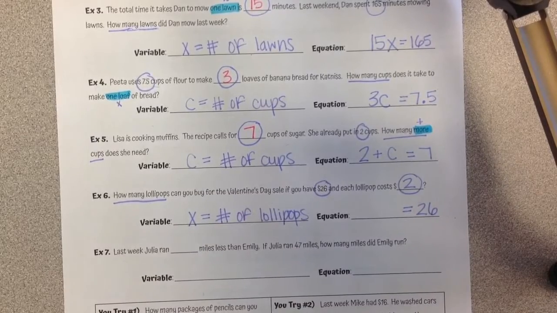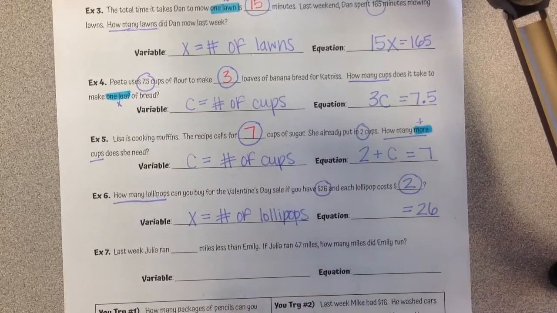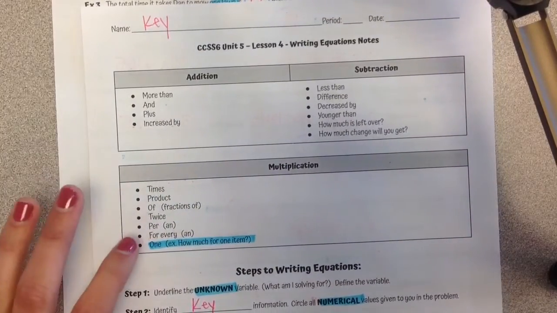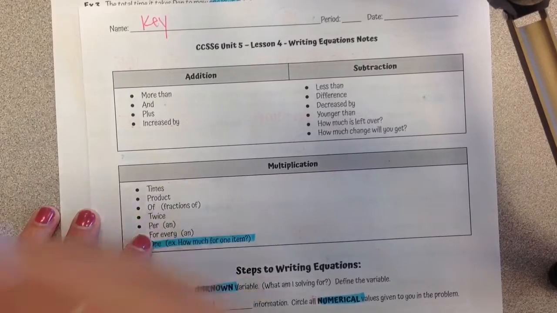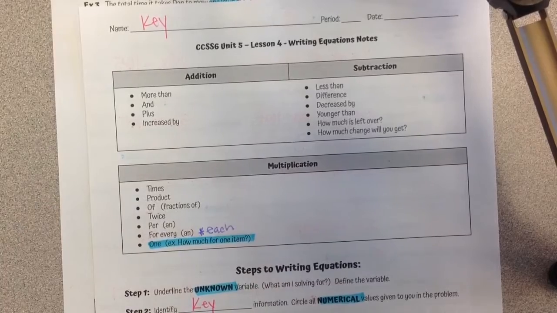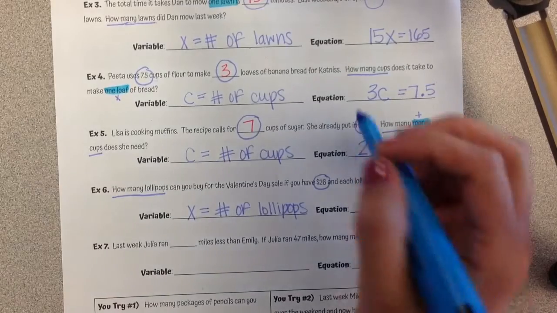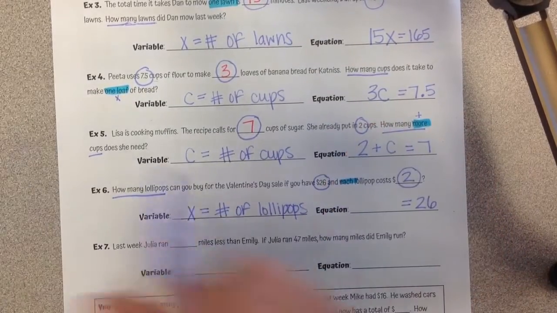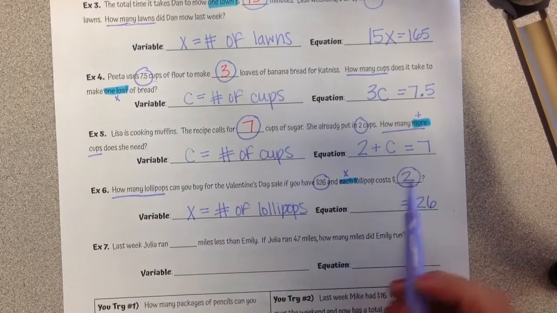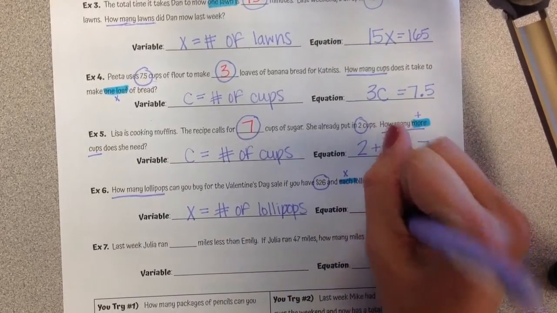Now I need to go back and find the operation. If I'm scanning on my chart, I don't see the word per or for every, but for every is kind of the same thing as each. So I'm going to add that word in there right next to it. So that means the same thing as per and for every. So that's the word I'm going to highlight, and that tells me that it means multiplication. So we're going to use the other number that we haven't used yet, which is 2, and multiply it by our unknown x, which is the number of lollipops. So 2 times x is just 2x.